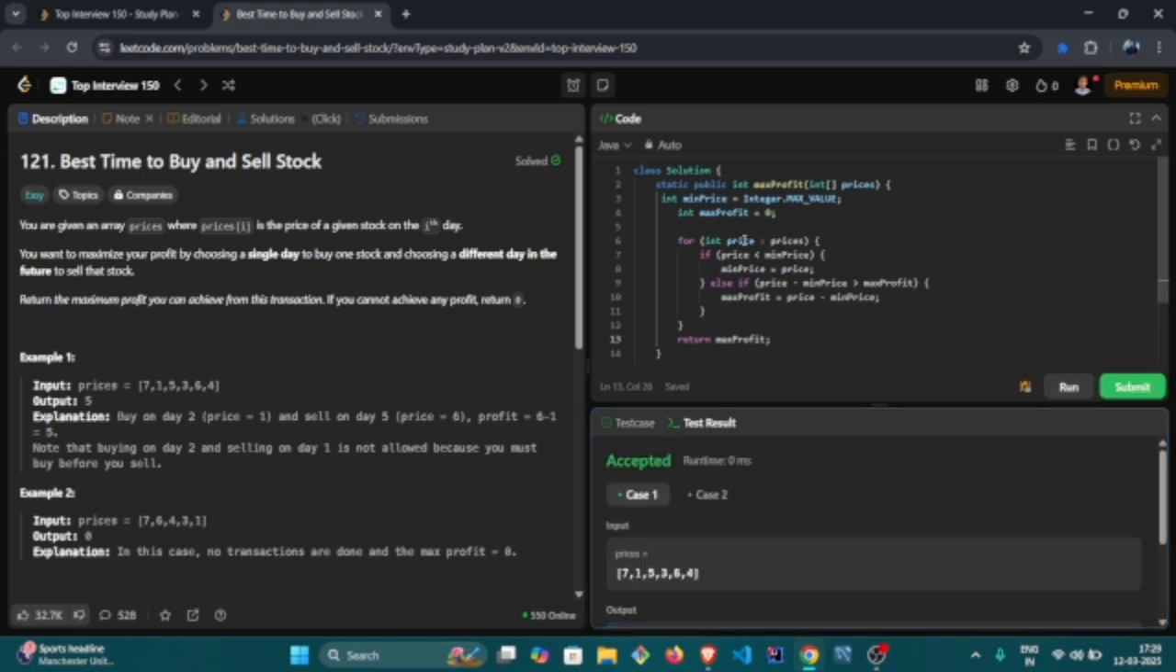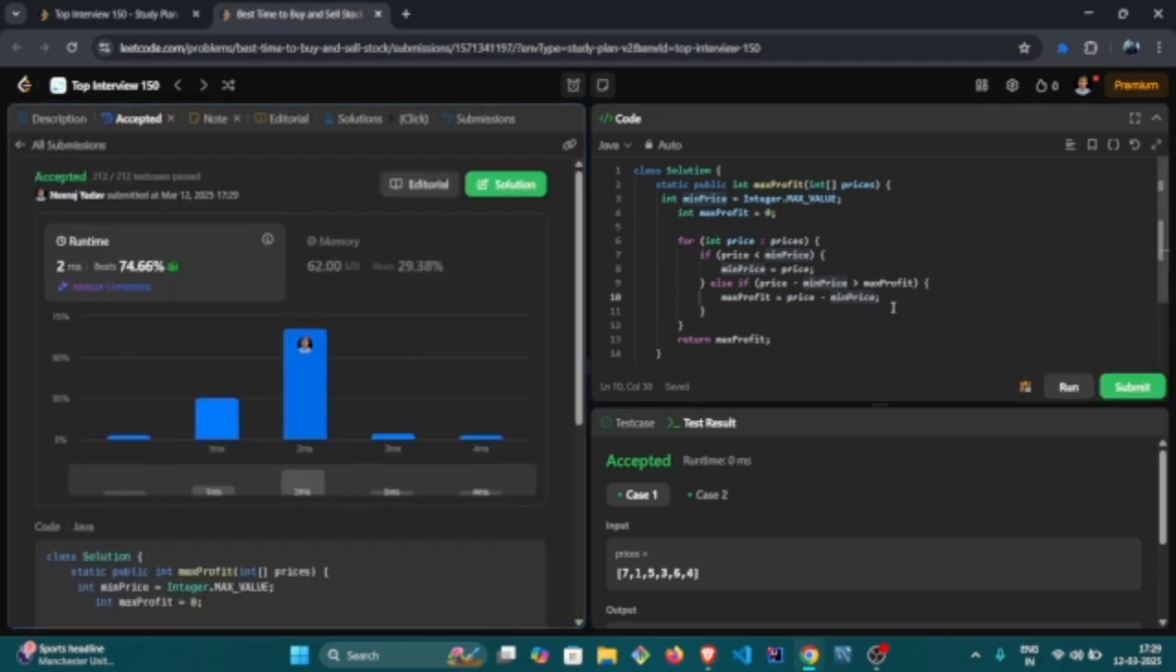Accepted. So as per this optimal approach, we have done this question in linear time complexity. This is all about this question. Let's meet in another session with a new problem. Let me submit. Okay, it's done.